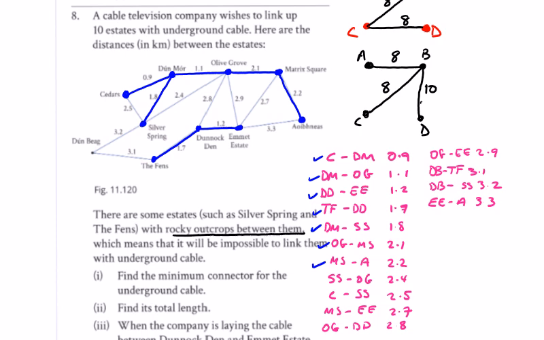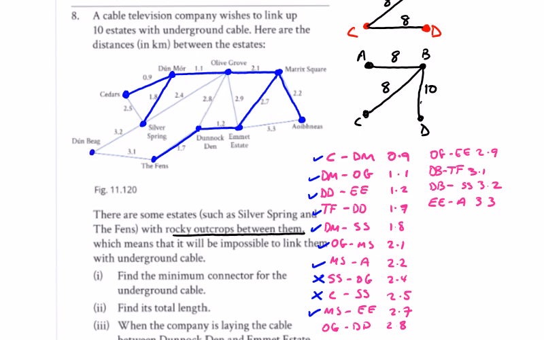SS to OG is 2.4. SS to OG, you can see does close off that loop there, so we won't include it. C to SS is 2.5. C to SS again closes that loop, so we won't use that one. MS to EE 2.7 doesn't close the loop, so we can use that. OG to DD is 2.8. OG to DD, you can see it does close off that right hand section.